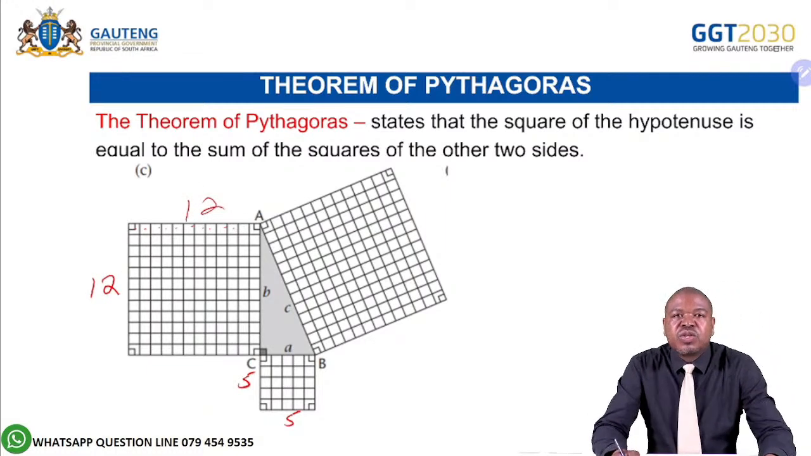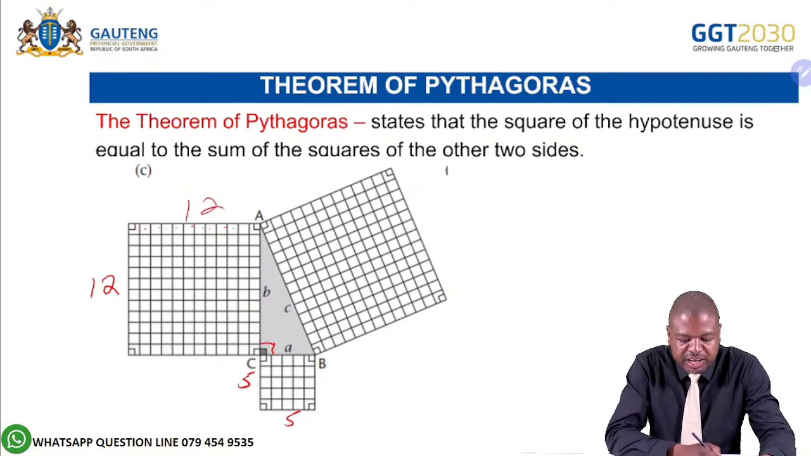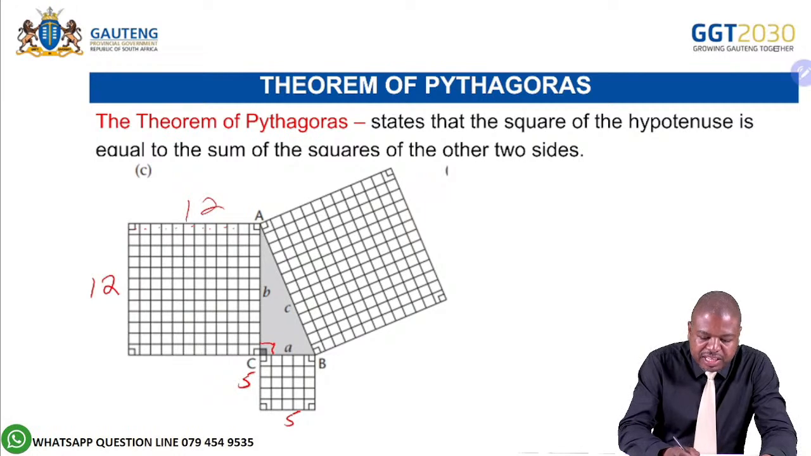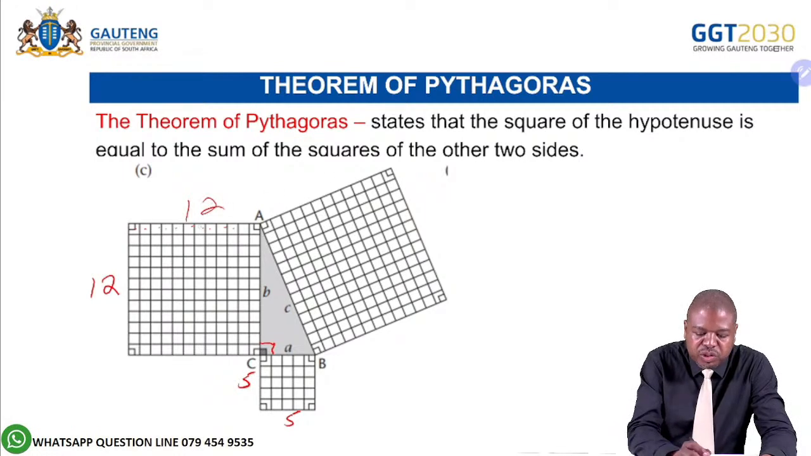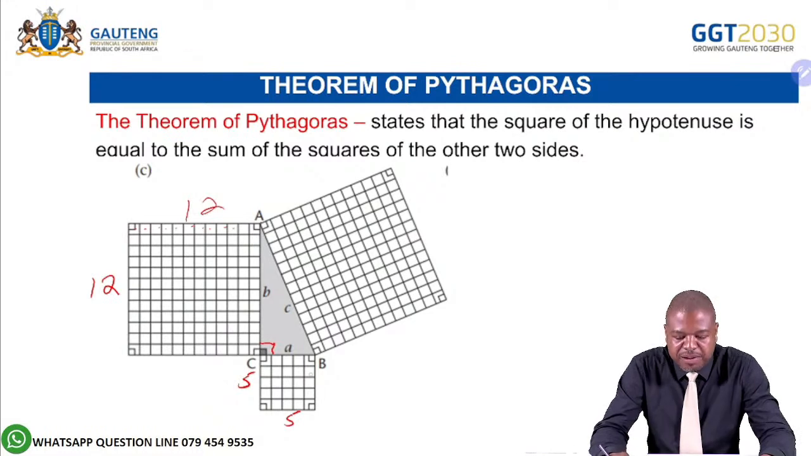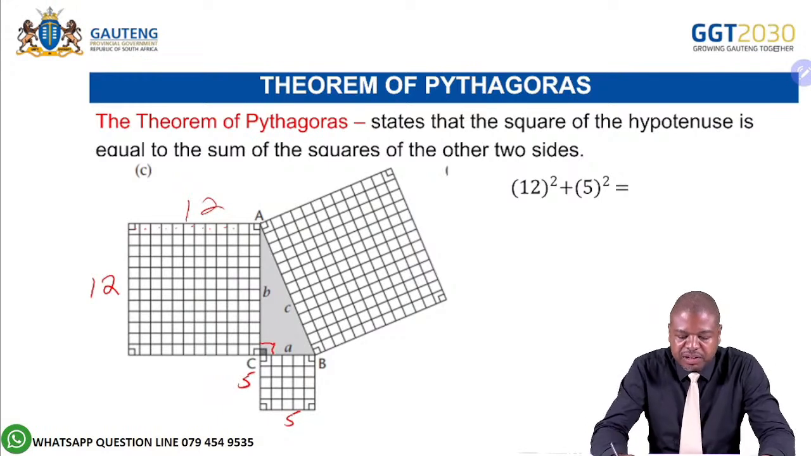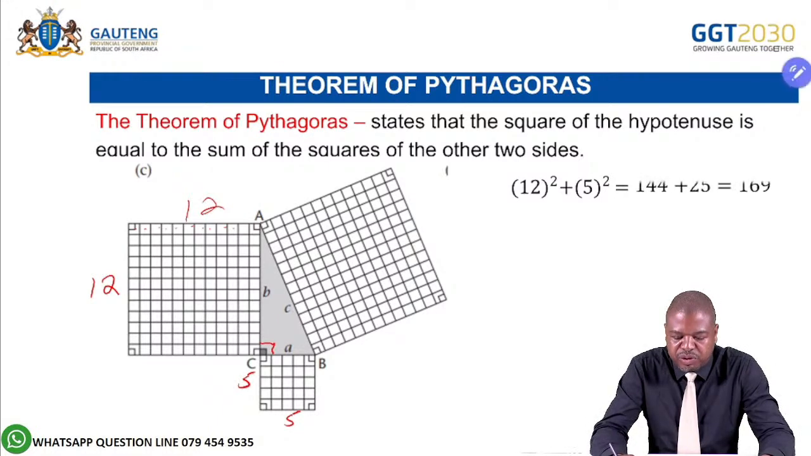Right. And we are told that, by this sign, it shows that it is a right angle triangle. So it means that the sum of the squares of these two sides, which is AC and BC, should be equal to the square of AB. Let's calculate that. 12 squared plus 5 squared gives us what? 12 squared is 144. 5 squared is what? Is 25. If we add those two, the sum of the two squares, it gives us 169.